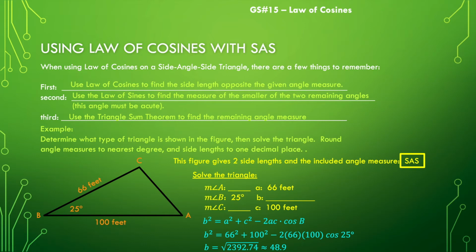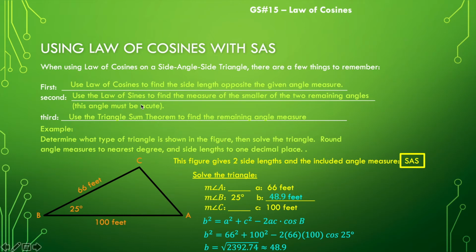And when we do that, we're going to end up with 2392.74. And so that's going to give us B squared, but of course we are interested in actually the measure of side length B. So we're going to have to take the square root, and we're going to go ahead and round that to the nearest tenth of a foot. So that gives us the first of our three pieces of information we need. Now once we have a pair, we can go ahead and use law of sines for the remaining angles.